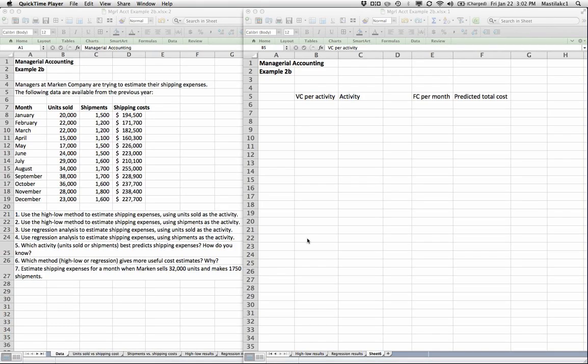And finally, requirement 7 of example 2b asks us to estimate shipping expenses for a month when Mgrl sells 32,000 units and makes 1,750 shipments. So it's all well and good to have these estimates of fixed cost and variable cost per unit and all that good stuff. But the purpose of this is to predict future costs, not just to model what has happened in the past, but to actually make predictions about the future.